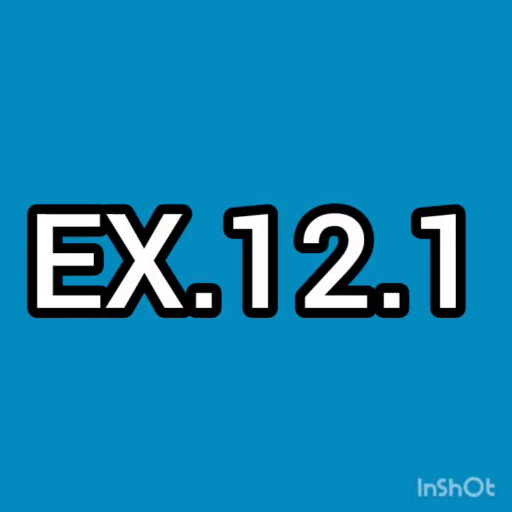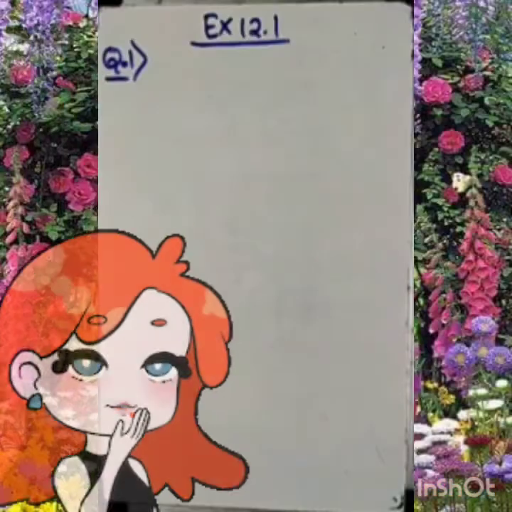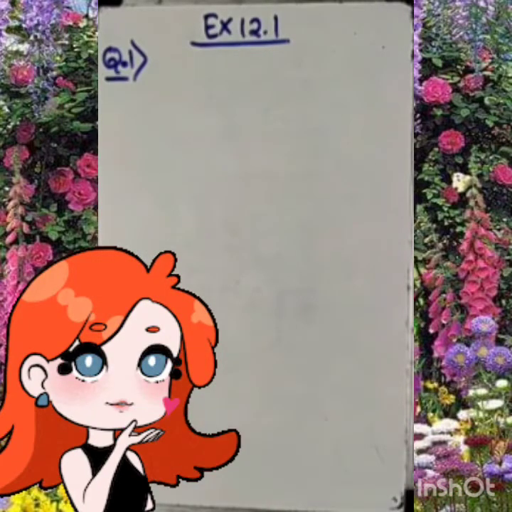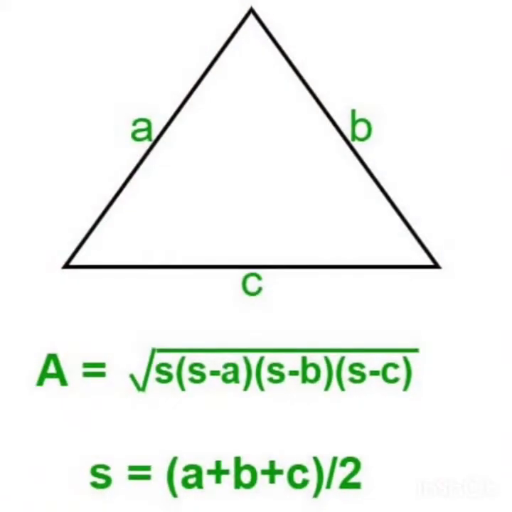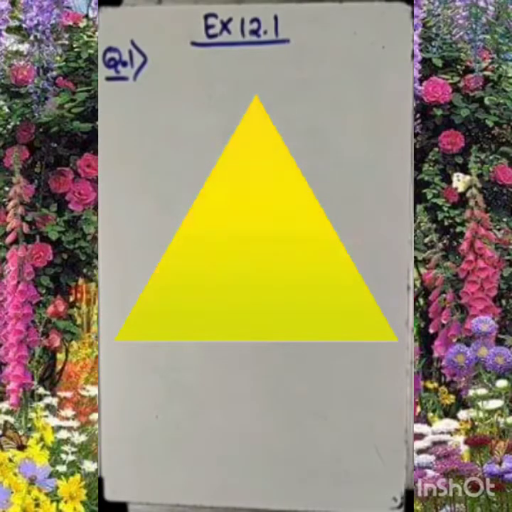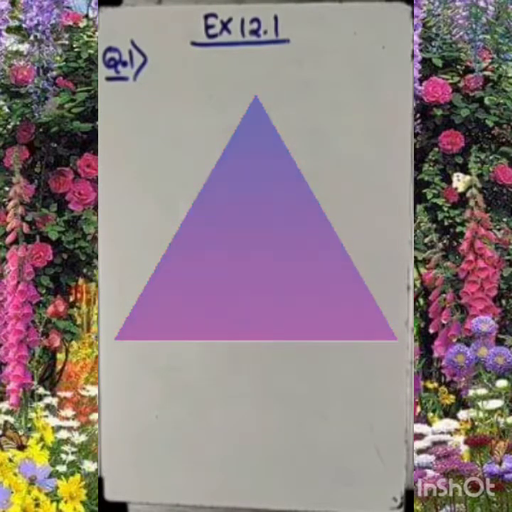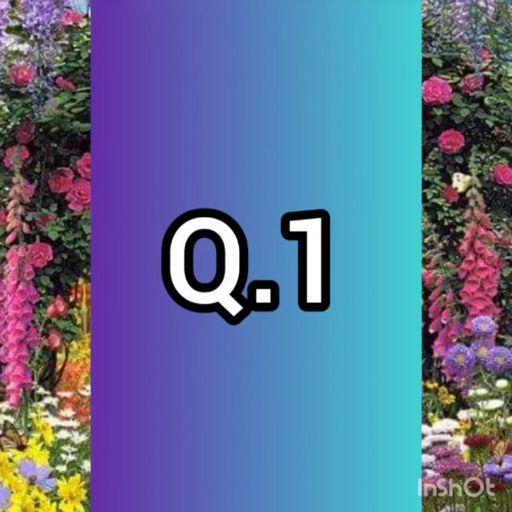Exercise 12.1. You will find it quite easy. The reason behind that is that we have something new here: Heron's formula, which we are going to apply in the solution of finding the area of a triangle. So let's have the first one.